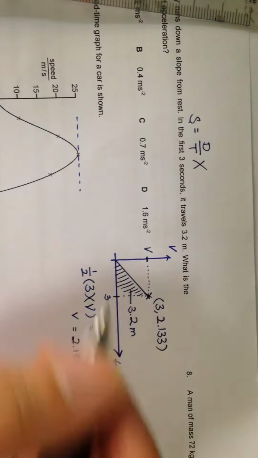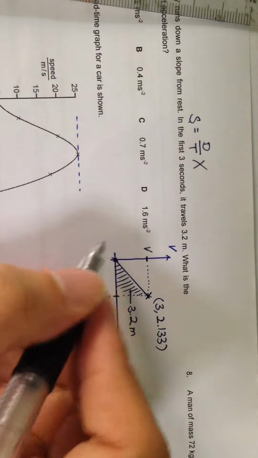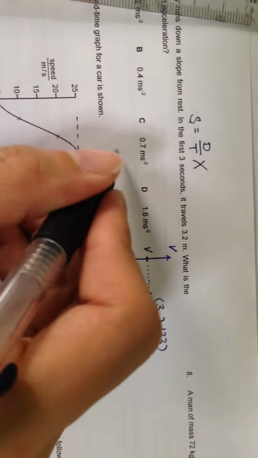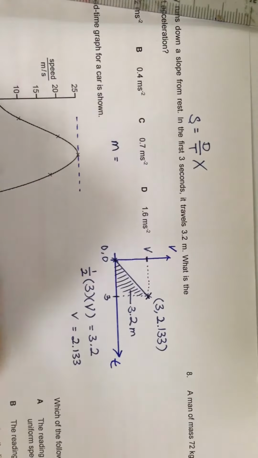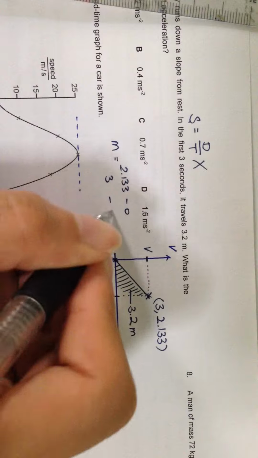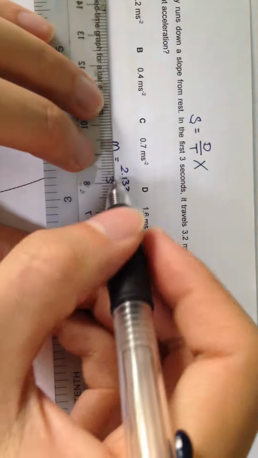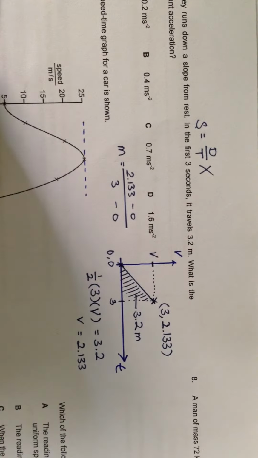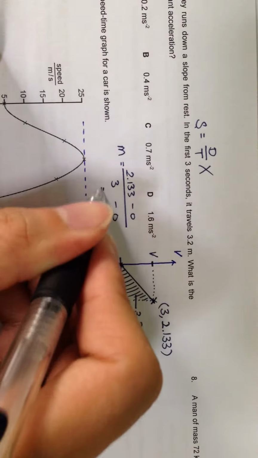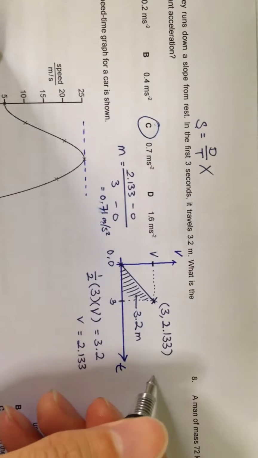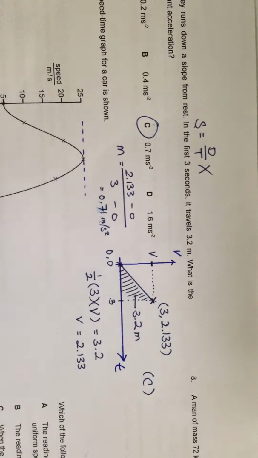Since you are asked to find the acceleration, and acceleration is basically the gradient of this, find the gradient, which is 2.1333 minus 0 over 3 minus 0. Once you have that, you'll be able to get the answer, which is 0.71. So this equals 0.71 meters per second squared, so it is your option C. That's how you do it.